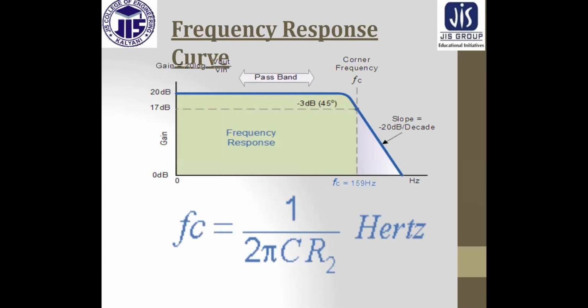Next is the frequency response of low pass filter. Here you can see cutoff frequency is 159 Hz. It is also known as corner frequency, below which the signal exists and after which the signal becomes zero. So this is the frequency response curve.